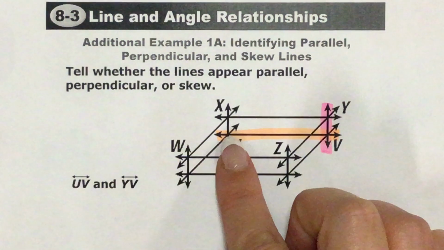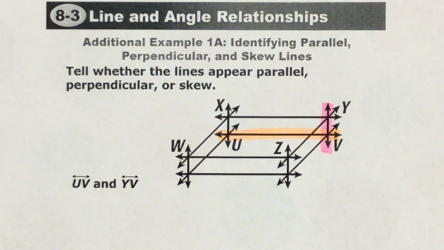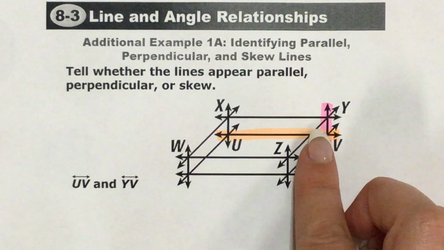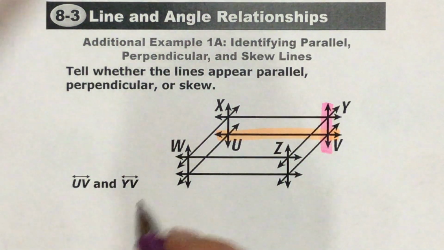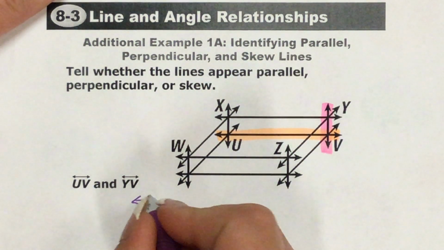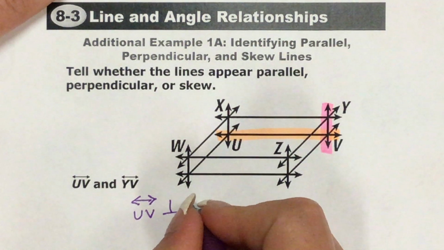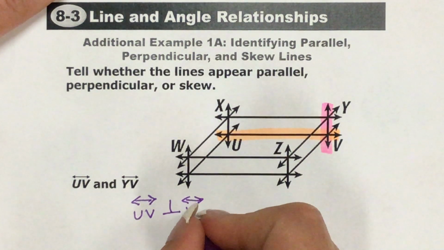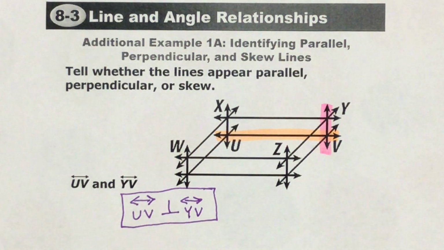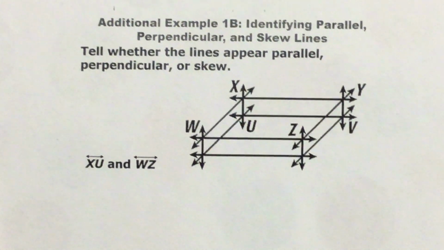Now, to me, these lines look as if they are perpendicular. There's not a little sign there, but for this exercise, this line is here, this line is there. It looks like it meets at a 90-degree angle. So we're going to say that line UV is perpendicular to line YV. And that would be our answer right there. Okay? Perfect.